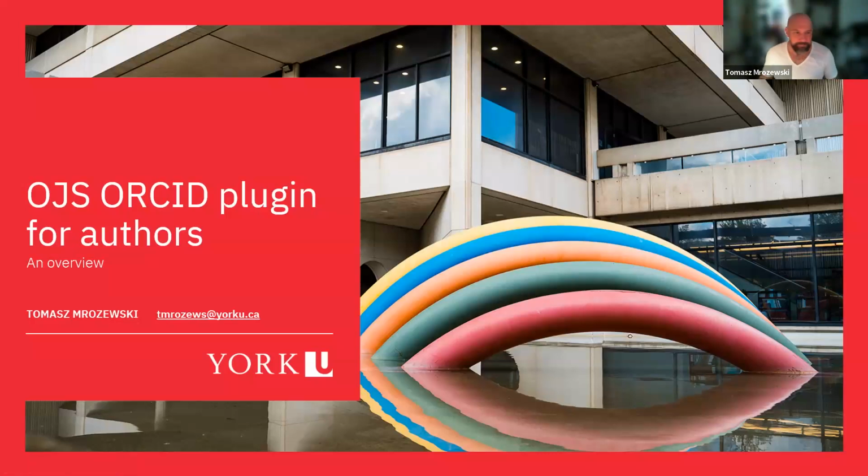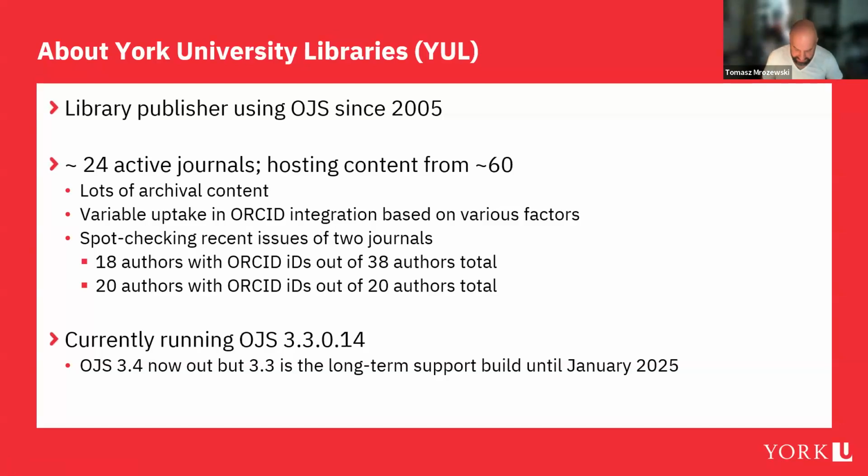Okay. So a little bit about our setup at York University Libraries. We've been using OJS for a long time, since 2005, which I believe is OJS 1. That's far prior to my involvement, far prior to me being either a librarian or at York University Libraries. Right now, we've got content from a total of about 60 journals. I'd say about 24 of them are active.